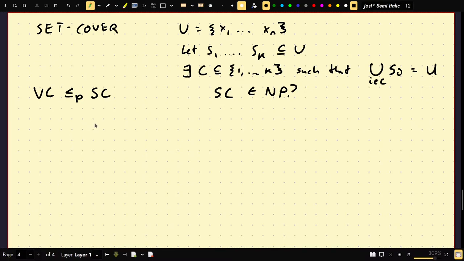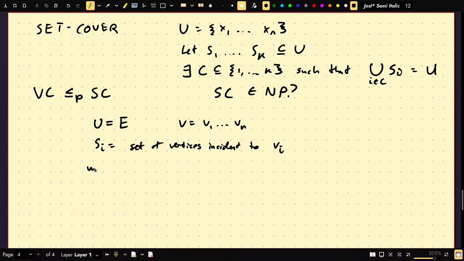Here's how the reduction goes. We're going to let U equal the set of edges. So we're going to let S_i equal the set of edges incident to the vertex v_i, where V is equal to some v_1, dot dot dot, to some v_n. It would actually be, instead of vertices, the elements of U, but it should be clear.